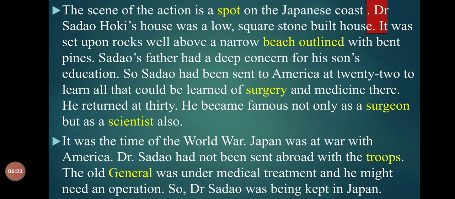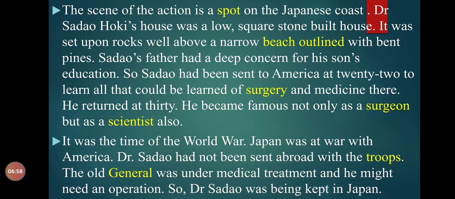The scene of the action is a spot on the Japanese coast. Now, dear student, as you can see the word spot, which is highlighted in yellow color. Likewise, I have highlighted the difficult words used in this paragraph in yellow color. Before we read this chapter or I explain this paragraph for you all, let's have a look at the difficult words.